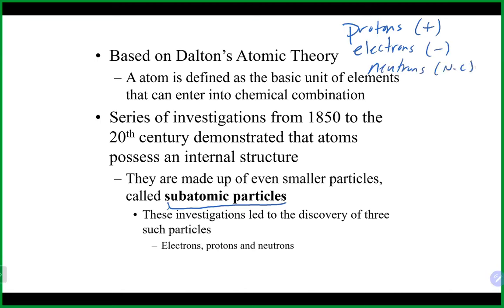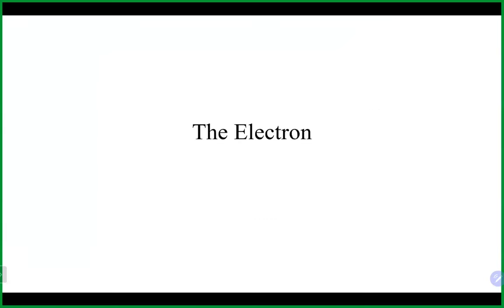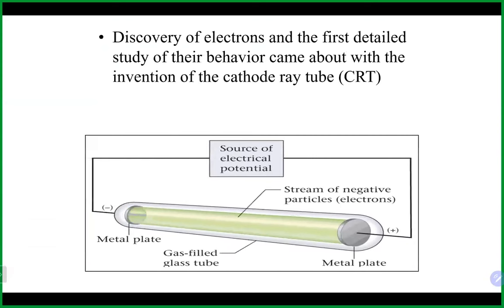So, although atoms are really, really small, they're comprised of an even smaller internal structure. We're going to talk about some experiments that helped us understand each of these different particles and maybe where they are in the atom. The first one that we're going to look at is our electron, which obviously has a negative charge. Some of the earliest work done to understand electrons came about with the invention of what's referred to as the cathode ray tube, or the CRT.